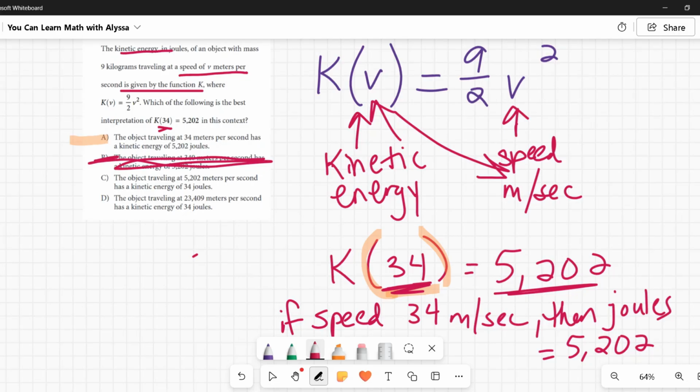C, the object traveling at 5,202 meters per second has a kinetic energy of 34 joules. I see they're transposing them, and that's not what it said. It said V was the meters per second, and V is that 34. So no, C is not it. And finally, D, the object traveling at 23,409 meters per second has a kinetic energy of 34 joules. No. Confirmed, A is our correct answer. It is A.